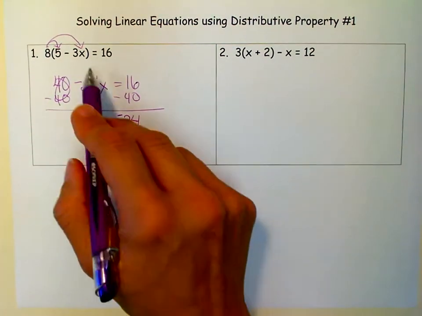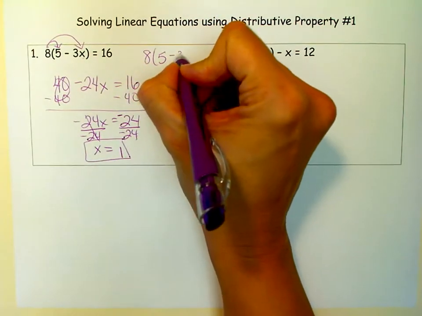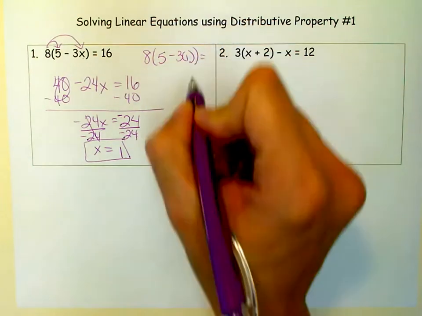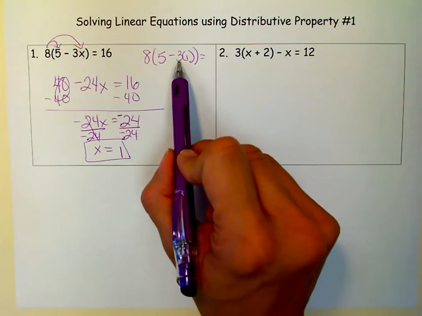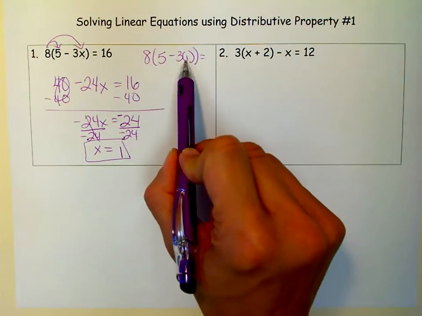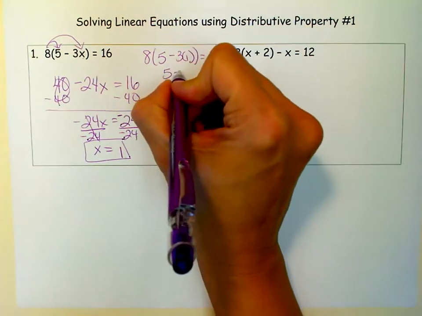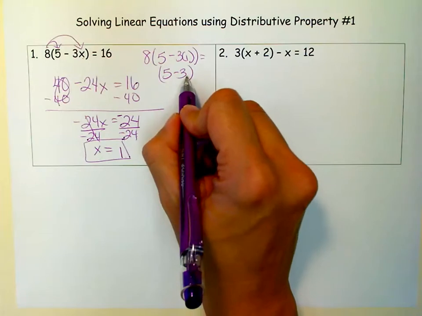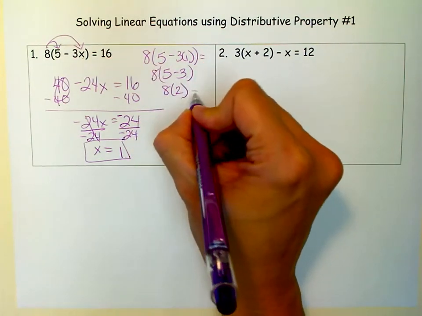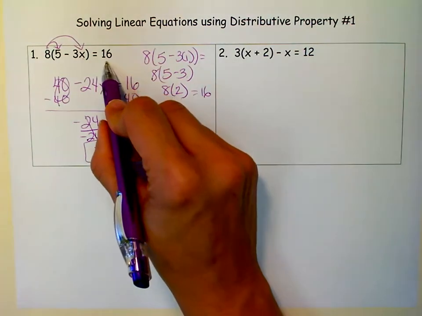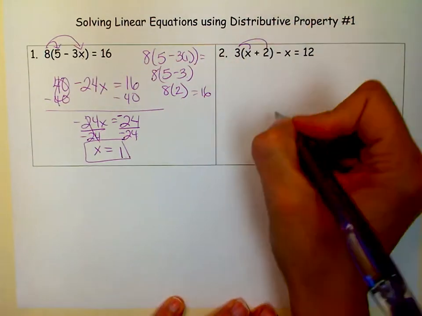But to check it, I can go back in and put my 1 up there. And I can say 8 times 5 minus 3 times 1. I want to see if that equals 16. You could do this in your calculator too, but order of operations would say to do parentheses first. And inside the parentheses, I would do multiplication first. So 3 times 1 is 3. So now in my parentheses, I have 5 minus 3, which is 2. So now I have 8 times 2, which is 16, and that's what they said it should be. So we're good.